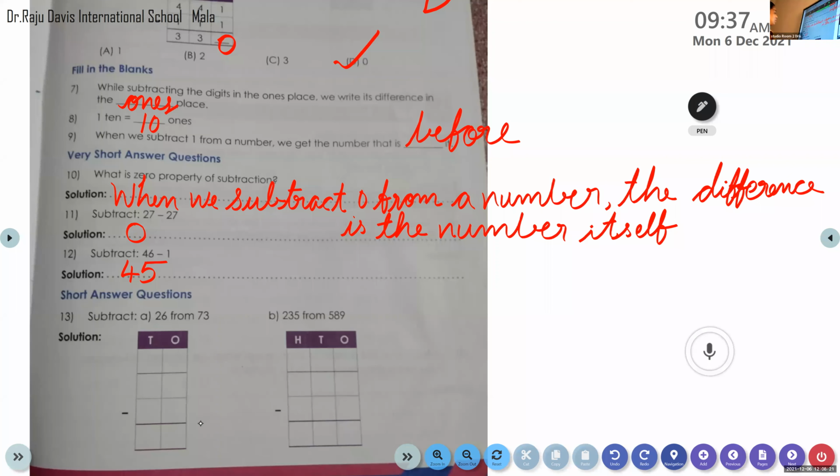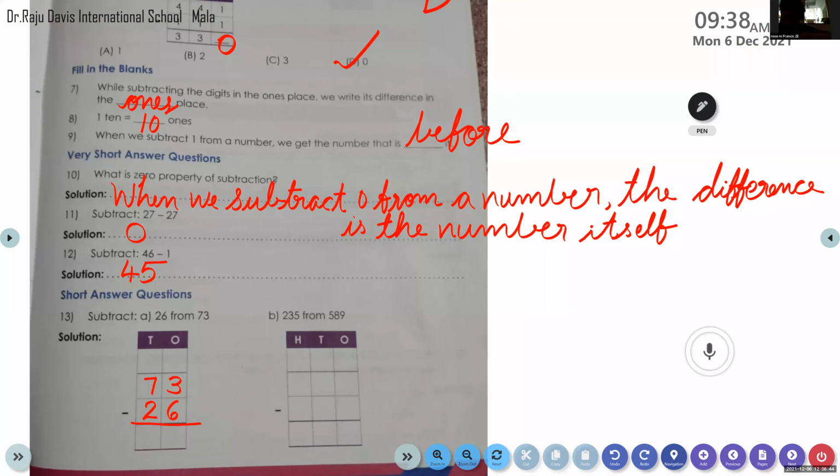Regroup. Here we need to regroup it. Why? What is the reason? We can't do 3 minus 6. Yes, 3 minus 6 we can't do because the top number 3 is a smaller number, down 6 is a bigger number. Okay, so we can borrow from this 7.